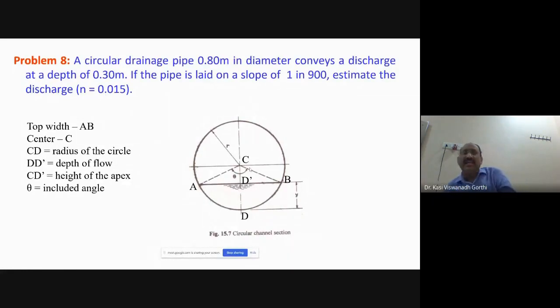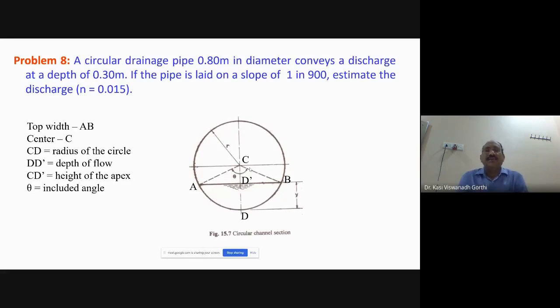So to calculate the discharge Q, since Manning's coefficient n is given, we make use of Manning's formula. V is equal to 1 by n, R power 2/3, S power half, and use the discharge equation, Q is equal to area into velocity. So Q will be equal to 1 by n, A, R power 2/3, S power half.